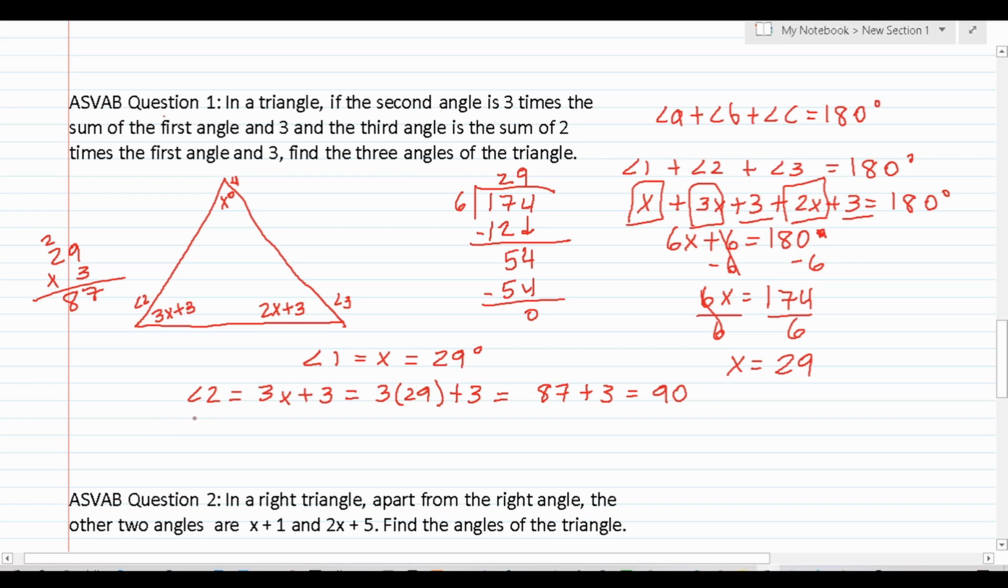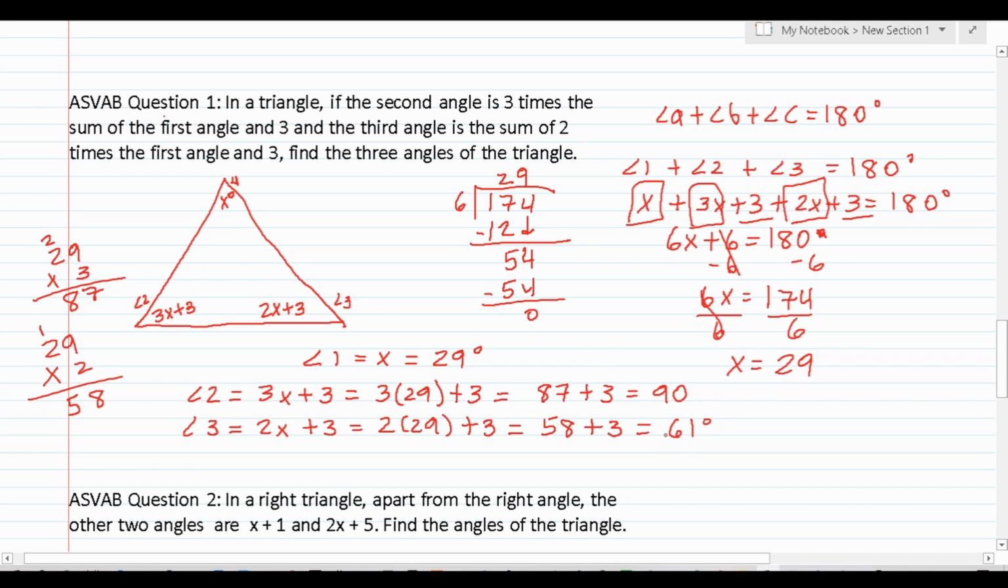And finally, angle 3, as we can see right here, corresponds to 2x plus 3. Again, substituting in 29 in place of x, we can see that becomes 2 times 29 plus 3. Let's go ahead and do the math off to the side. 29 times 2. 9 times 2 is 18. Carry your 1. 2 times 2 is 4, plus 1 is 5. Okay, so this becomes 58 plus 3. 58, 59, 60, 61 degrees.